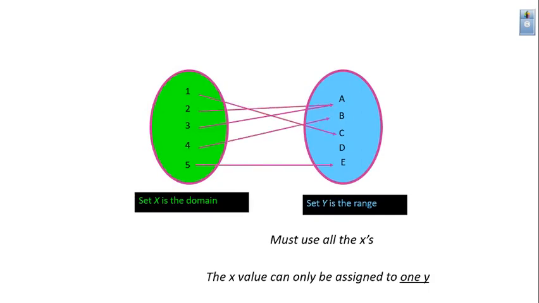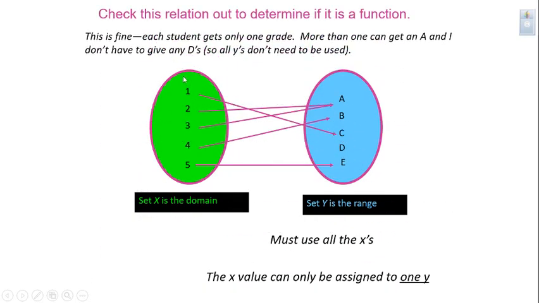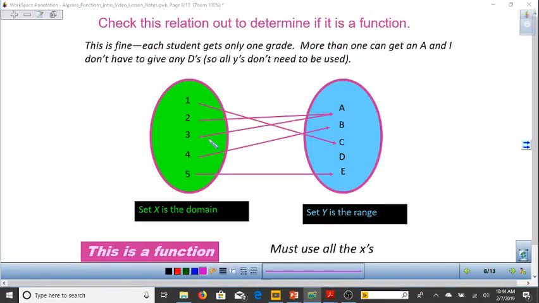And let's take a look at this one. Each student gets a letter grade. Student numbers 2 and 3 got the same letter grade A, and no one got a D. Is that allowed? Yes, as long as all the x values are used and each x value is used exactly one time, no more, no less. Then we're talking about a function.